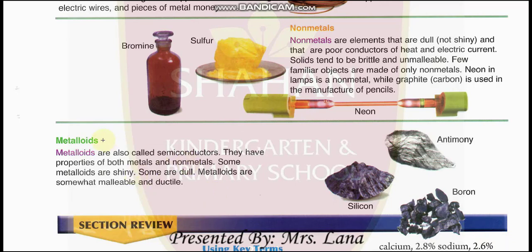And we have the last one, metalloids. Metalloids are also called semiconductors. Please memorize the other name of the metalloids. They have the properties of both metals and non-metals. Some metalloids are shiny, some are dull, and metalloids are somewhat malleable and ductile, sometimes malleable, sometimes ductile, because they have properties of both metal and non-metal.